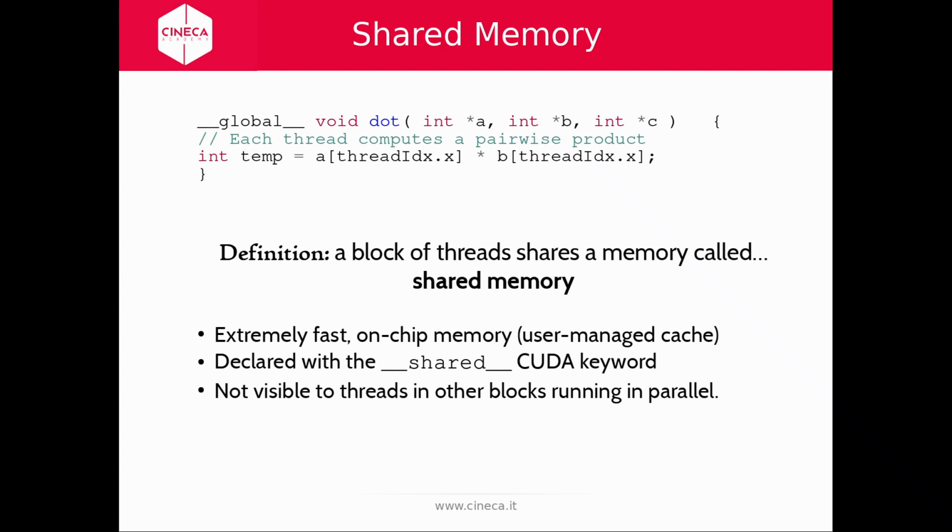Final concept for this morning, I think. Shared memory. Shared memory is the third and last type of memory that I introduce this morning. Also, this one is extremely fast because it's again a sort of user-managed cache that you can allocate, and you declare it with shared. But it's shared by all threads in a block, and only by all threads in a block. It means that threads from other blocks cannot see it. Okay?